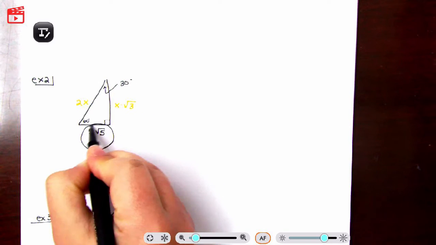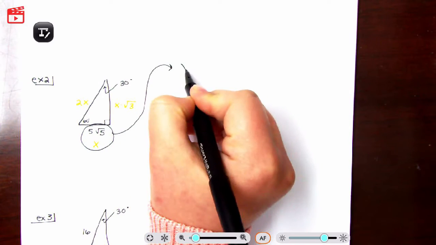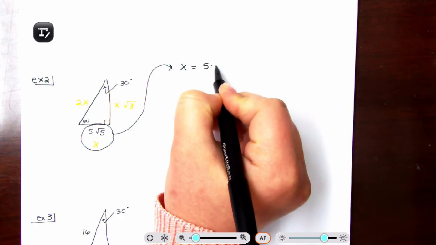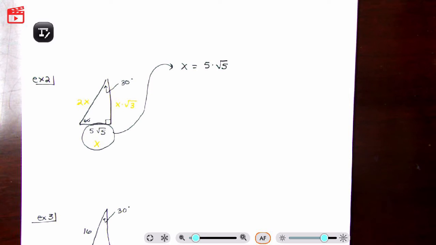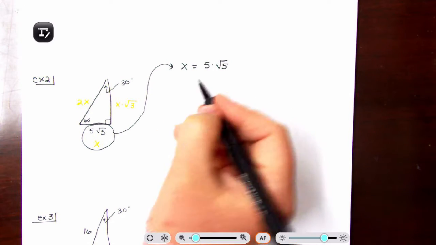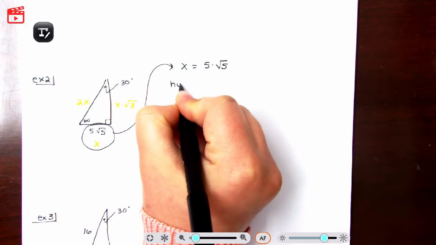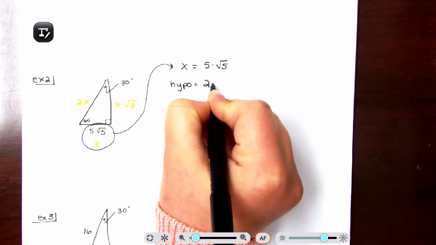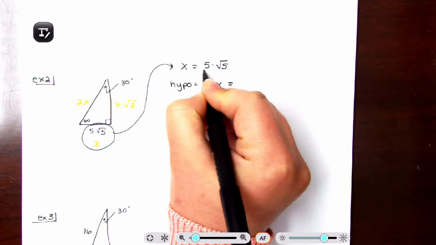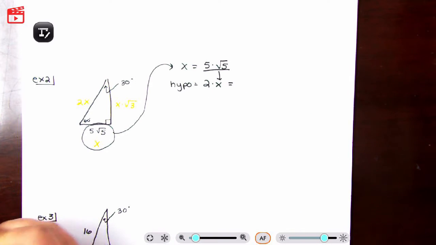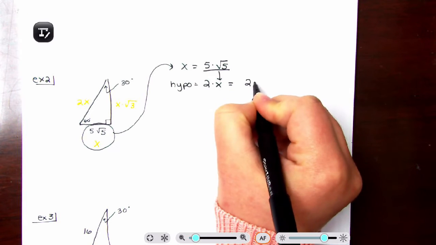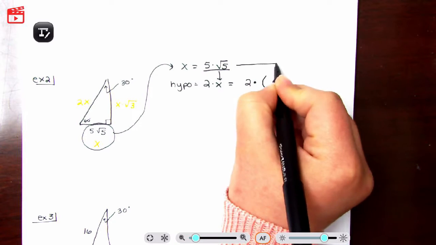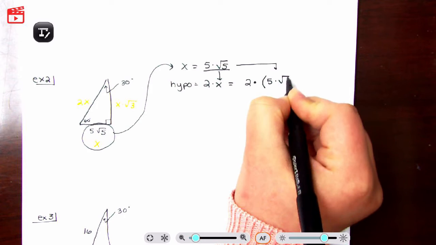Now this one tends to be just a little bit more challenging because if you notice, this right here is what we have. So we're going to set up that equation. X is equal to 5 times the square root of 5. That is your x value. So whatever that equals, that's what it equals. To find the hypotenuse, we have 2 times x. Well, if we know that x is 5 times the square root of 5, that means my hypotenuse is going to be 2 times 5 times the square root of 5.